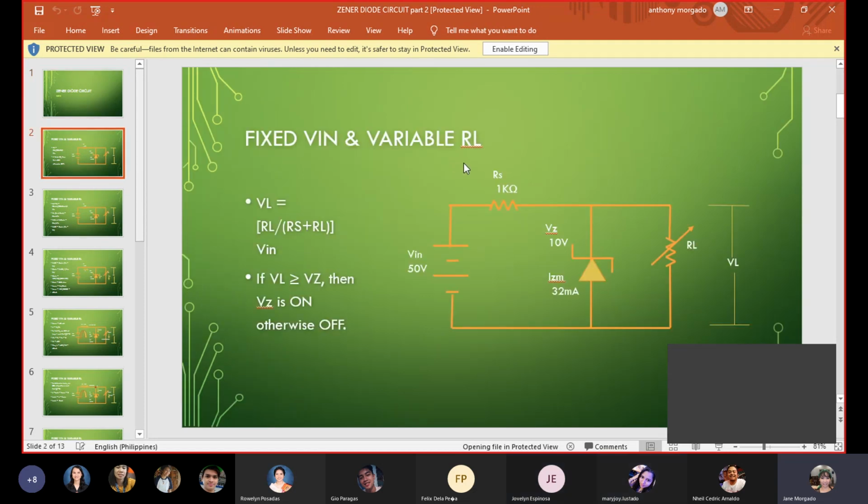So, this is fixed V in and variable RL. Ito, na-adjust na natin yung RL. So we may use a potentiometer. Pwede natin gamitin potentiometer sa RL para magalaw-galaw natin, mabago-bago yung resistance. Let's say you have an RL of 1 mega ohm. Meaning, pwede mong baguhin yung resistance from 0 to 1 mega ohm. I-adjust mo siya, iniikot-ikot. Okay? Potentiometer.